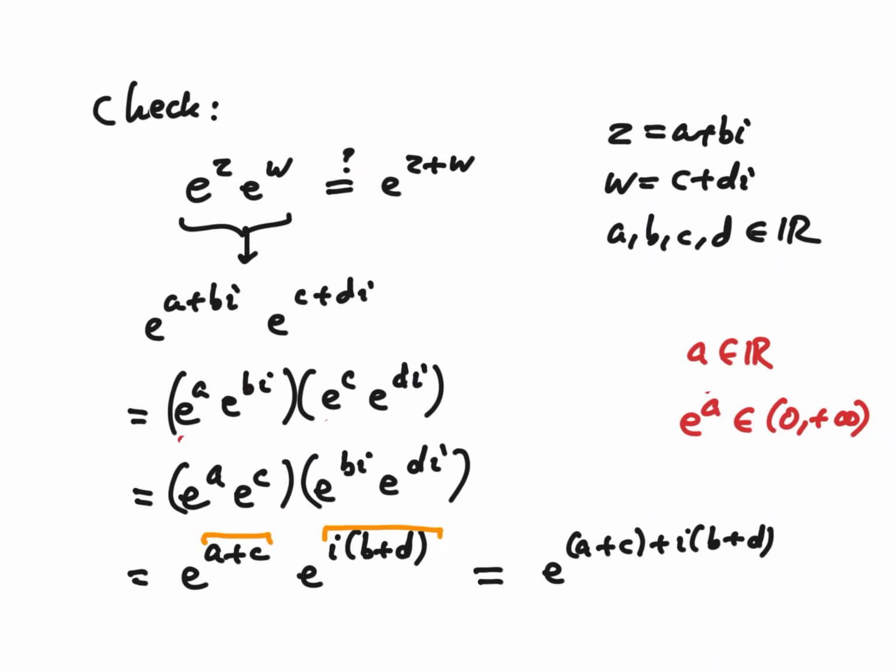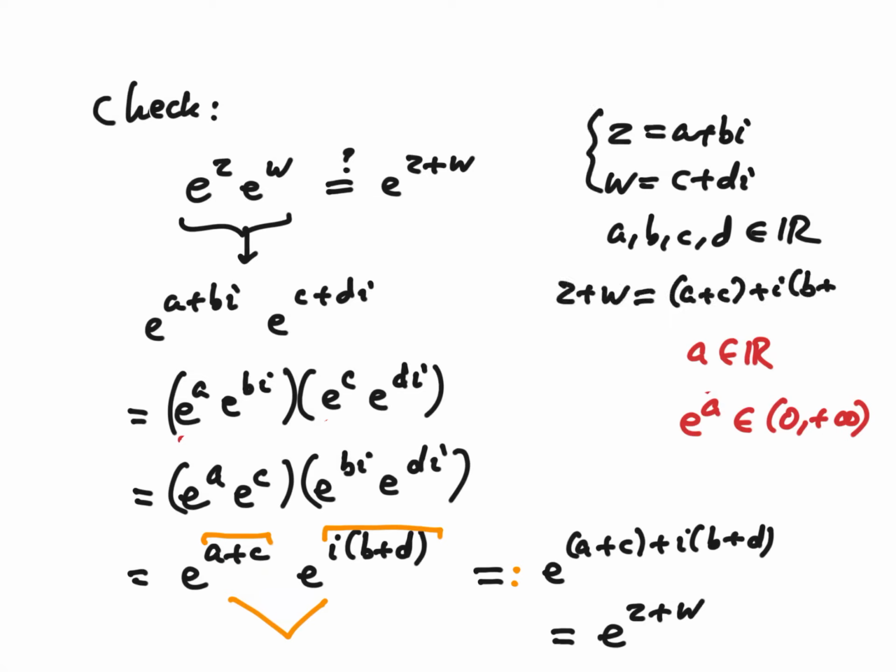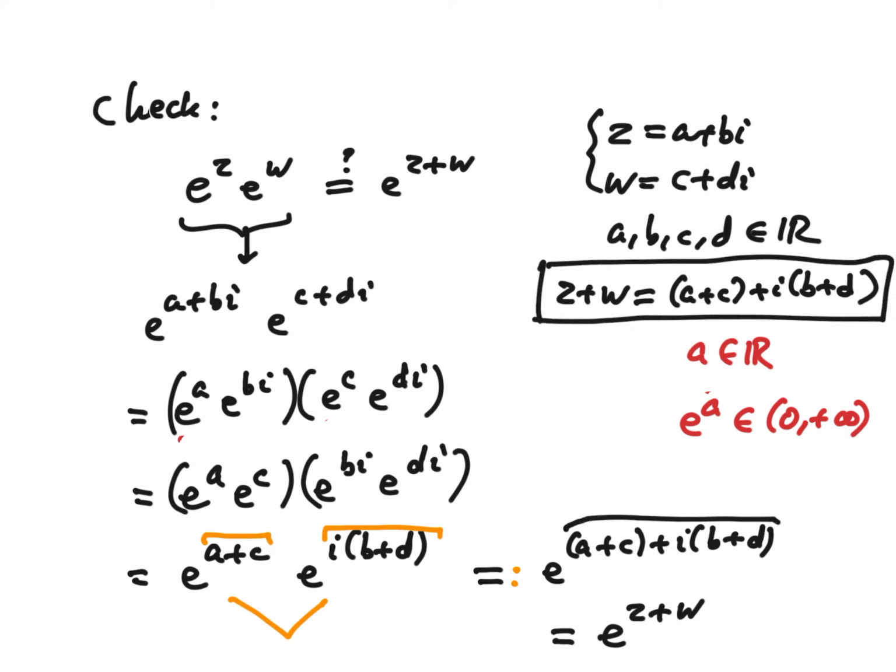I had e to a real number times e to a pure imaginary number, and I could combine those two as a single exponential just by the definition. This is simply the definition of that expression. Okay, but then you see what that is. That's just exactly z plus w, because that's the way you add complex numbers. You just add their real parts, and then you add their imaginary parts. So that's exactly the exponent we have up there.